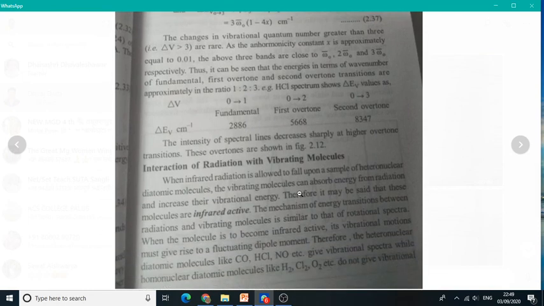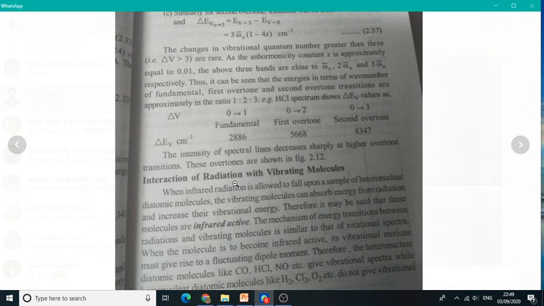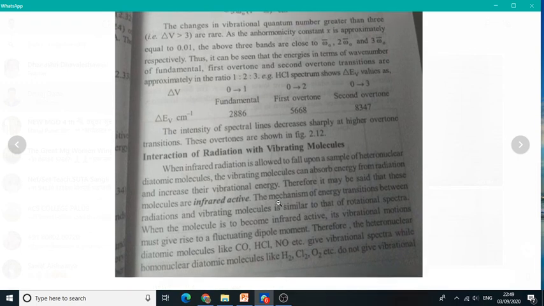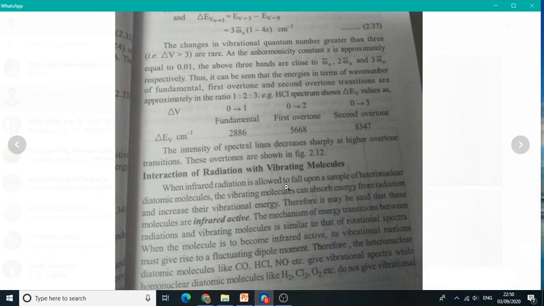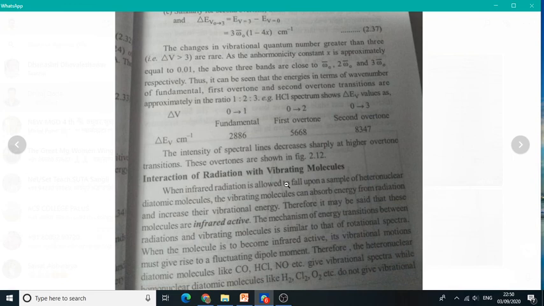And here remember that the interaction of radiation with a vibrating molecule should produce a fluctuating dipole moment. That means when the vibrations take place, an induced dipole moment arises in the molecule, and due to this the interaction takes place, and this is about the vibrational spectra of diatomic molecules.